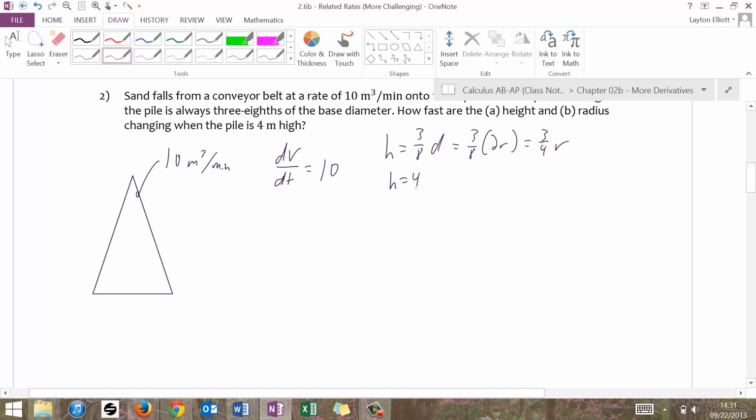So I can also say h is equal to 4. Let's jump into the equation here. So part A, how fast is the height changing? What is dh/dt? Well, we know that volume is 1/3 pi r squared h. And if I want to find dh/dt, then I need to solve this original h equation for r. So that means r is 4/3 h. I'm going to plug that in for r, so I get V is equal to 1/3 pi (4/3 h) squared times h.